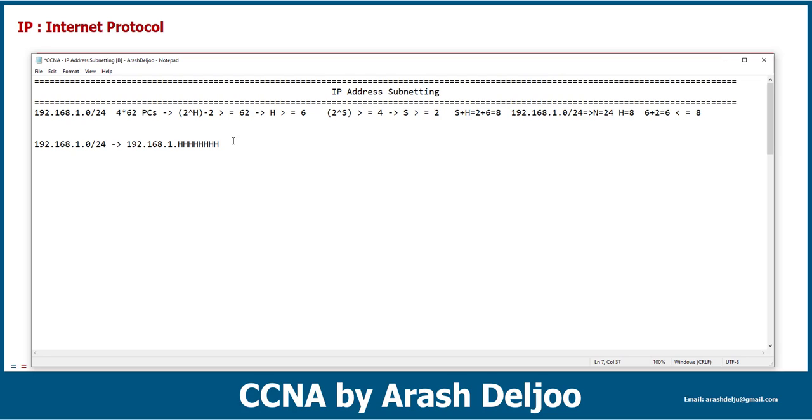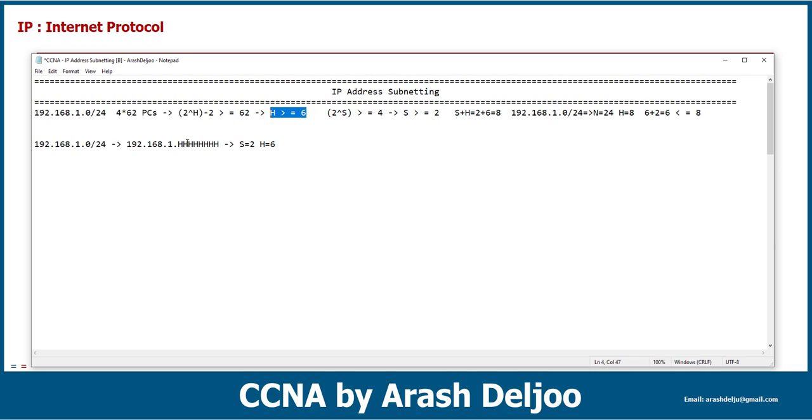And you know that after our design, we need 2 bits of subnet, and also we need only 6 bits of hosts. You know that here now we have 8 bits of hosts, but for this requirement of 62 hosts we need only 6 bits of hosts.